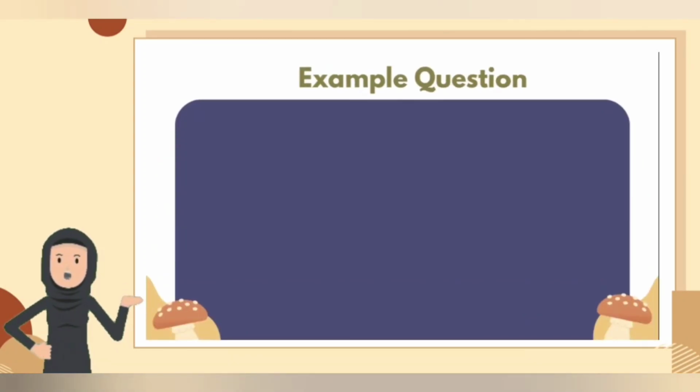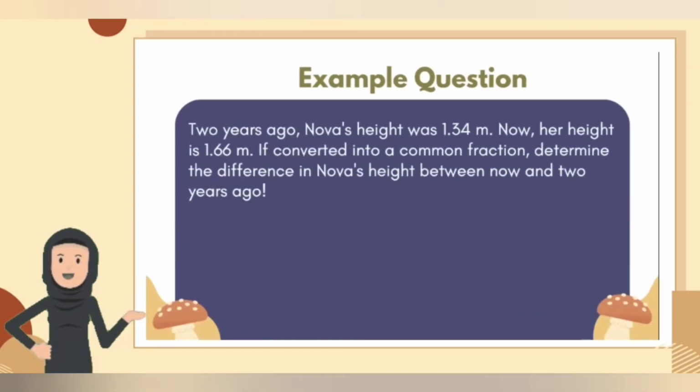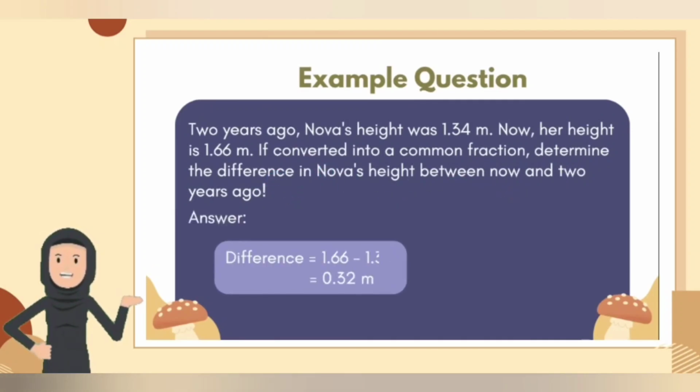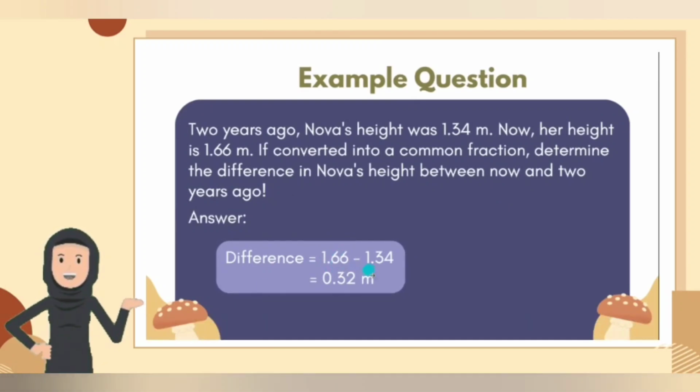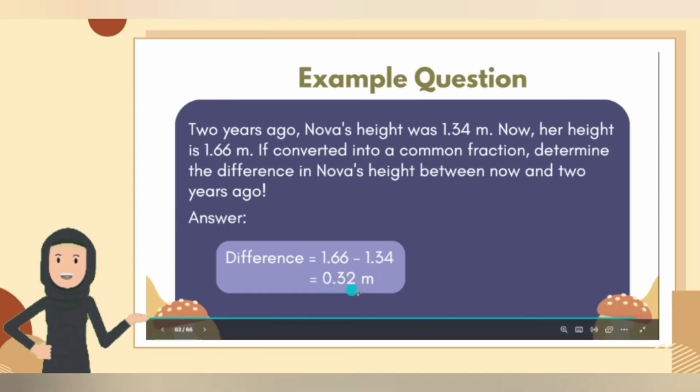Example question. 2 years ago, Nova's height was 1.34 meters. Now her height is 1.66 meters. If converted into a common fraction, determine the difference in Nova's height between now and 2 years ago. Answer. Difference: 1.66 minus 1.34 is 0.32 meters.